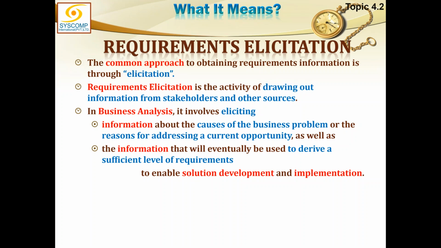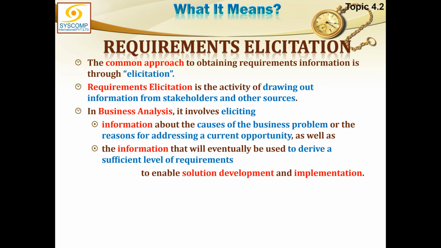And maybe we can use other sources also. If it is not from stakeholders, maybe we learn something from environment. We learn something from a third party about the requirements of this stakeholder. So we will be digging deeper to find all the possible requirements. In business analysis, it involves eliciting information about the causes of a business problem, the reasons for addressing a current opportunity, as well as the information that will eventually be used to derive a sufficient level of requirements.